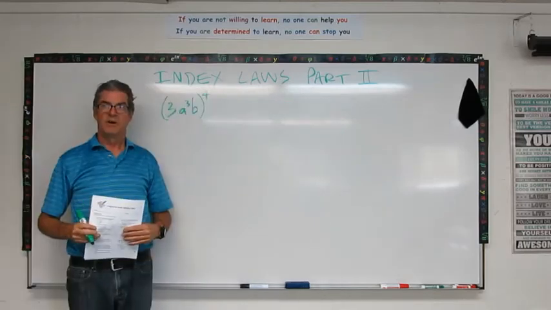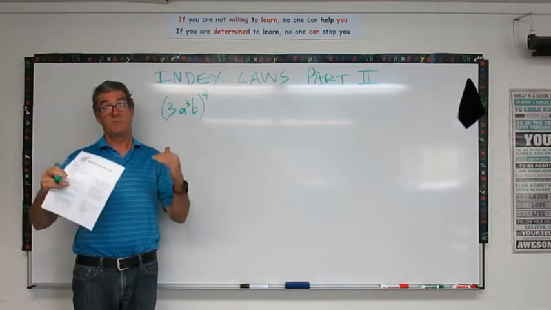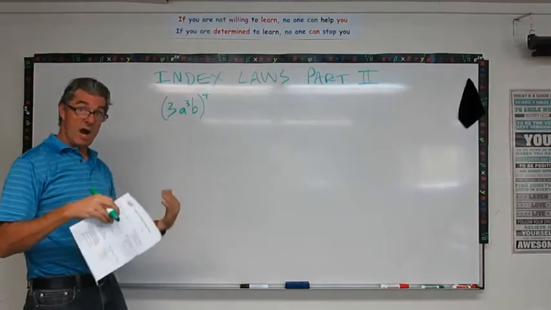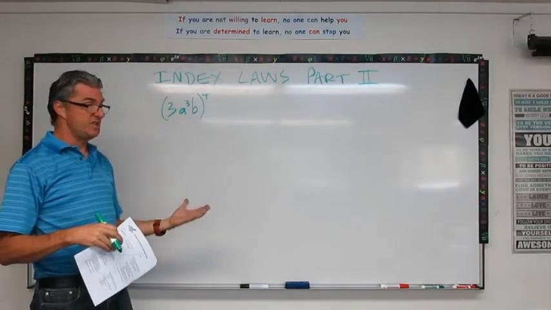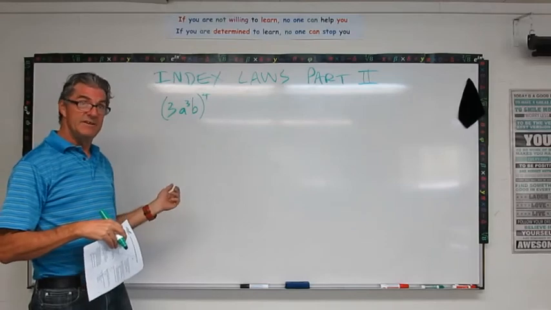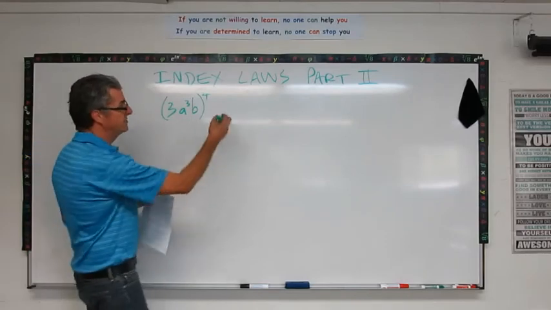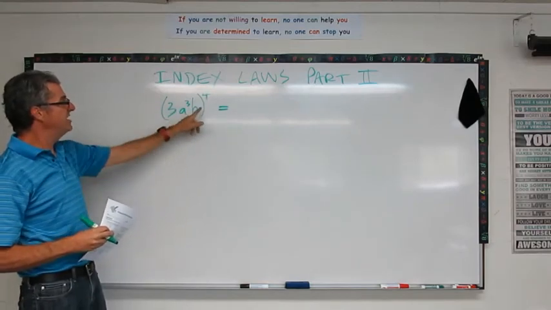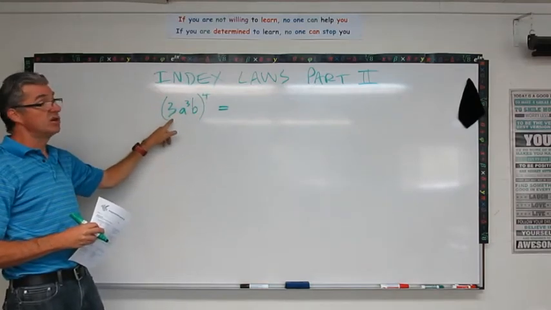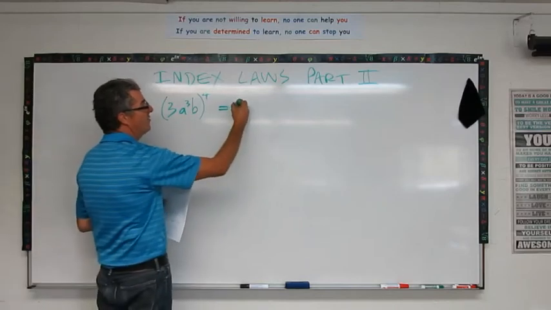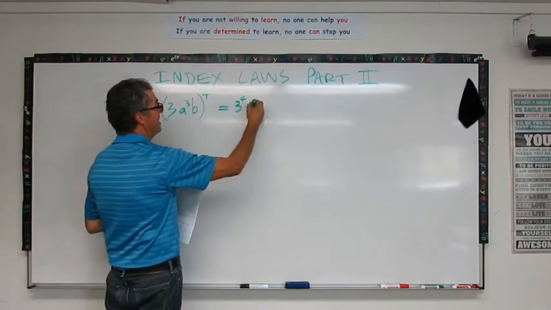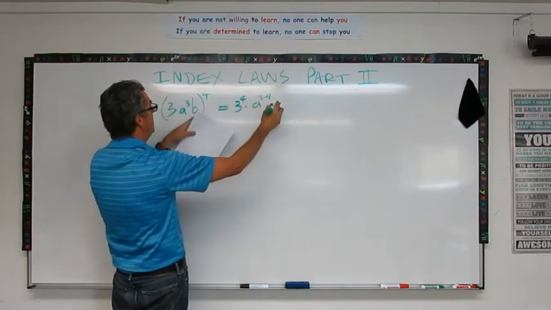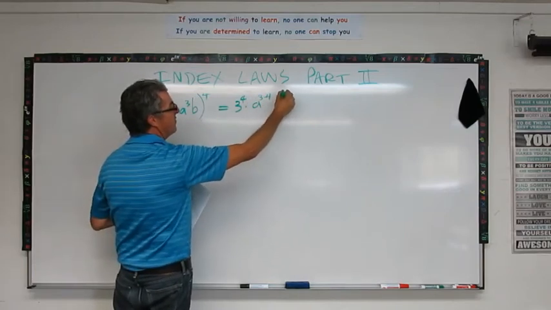There you go. Okay, now we're going to do just some more complicated simplification problems. All the laws that we've covered so far could be used in any of these problems, all right? So I'm going to go through this one and then I'll give you some to try. I have a power outside the parens. It needs to be distributed on all terms. So this becomes 3 to the 4 times a to the 3 times 4 times b to the 4.